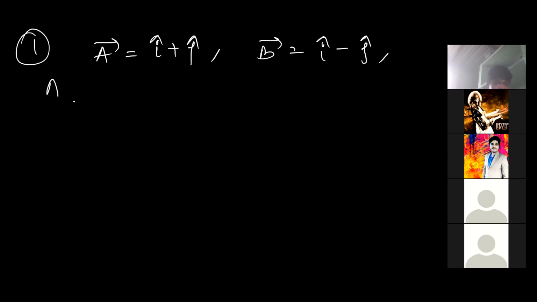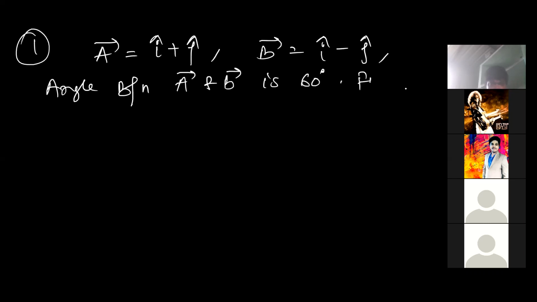So suppose A vector is equal to i cap plus j cap, B vector equals i cap minus j cap, and the theta I am also giving. Okay, the angle between A vector and B vector is suppose 60 degrees. Find out the modulus of R vector. This is actually the resultant vector. Okay, write down the question at first.